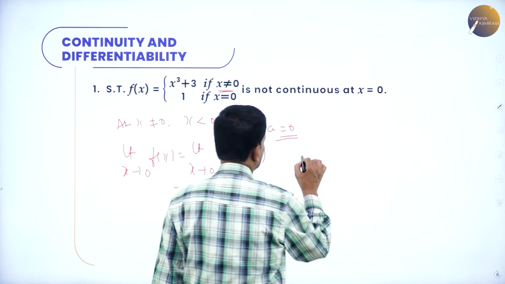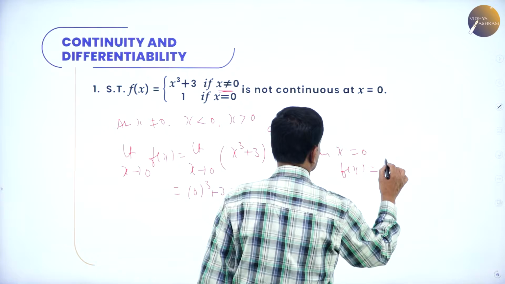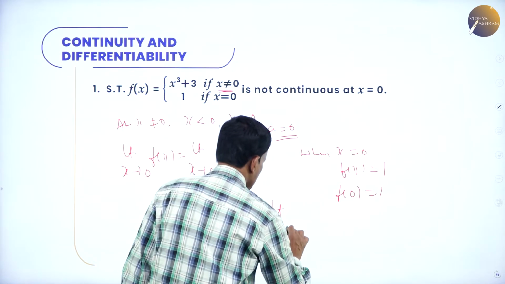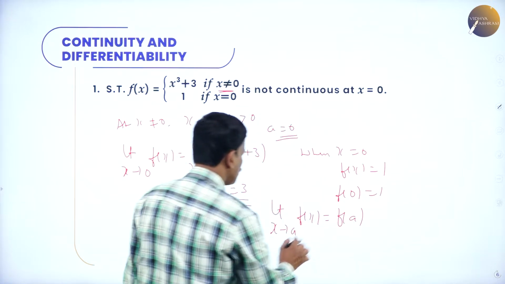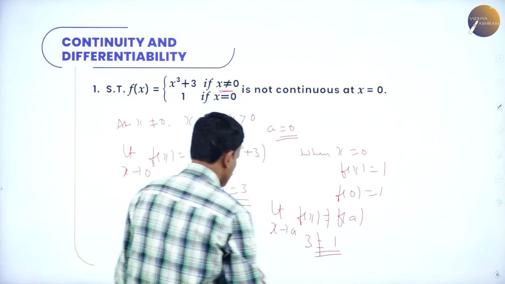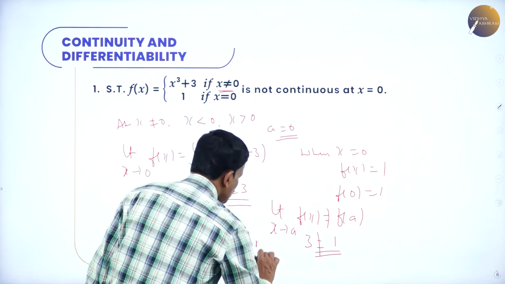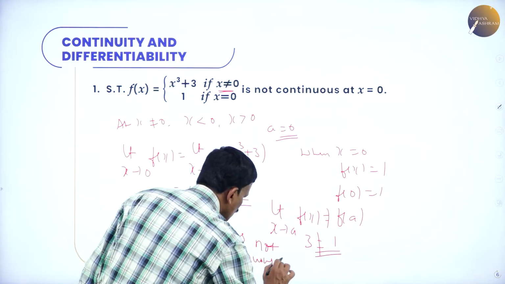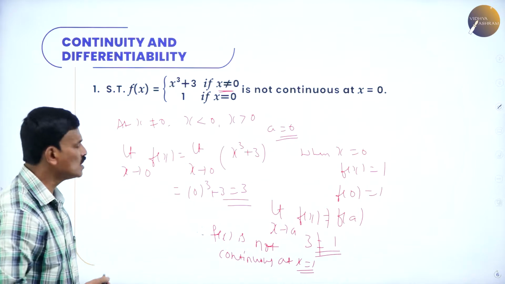Now the functional value. When x is equal to 0, what is given? f of x is equal to 1. So f of 0 is equal to 1. See here, limit x tends to a of f of x is not equal to the functional value. The limit value is equal to 3 and the functional value is equal to 1. They are not equal. So therefore f of x is not continuous at x is equal to 0. So this is discontinuous. So the given function is not continuous.